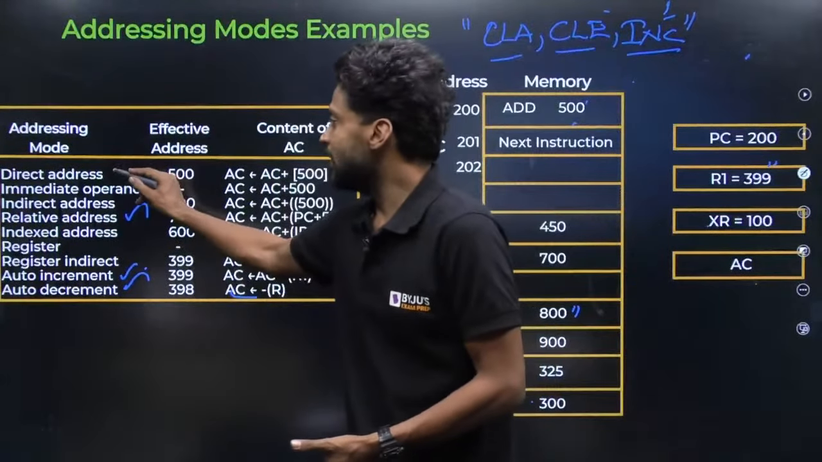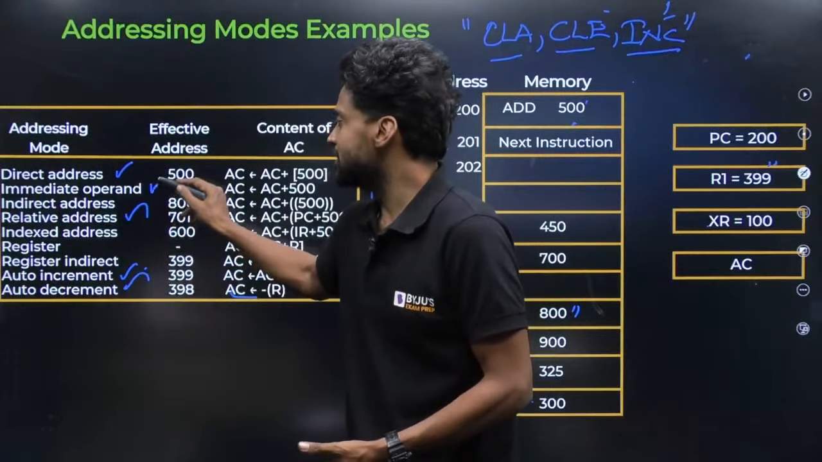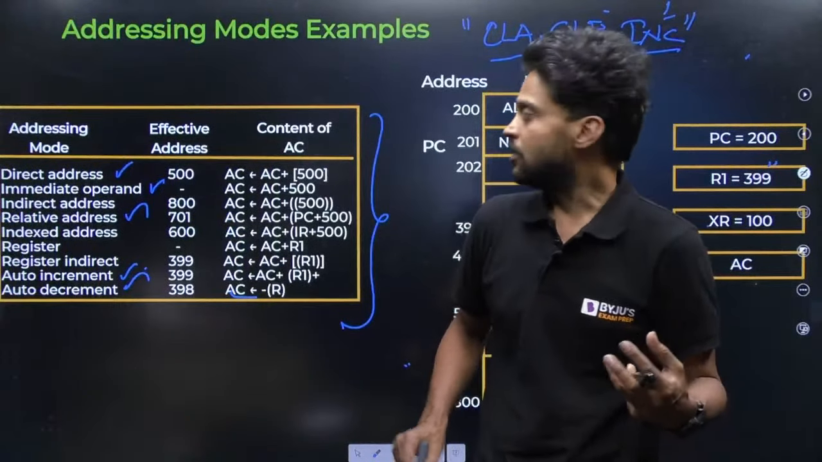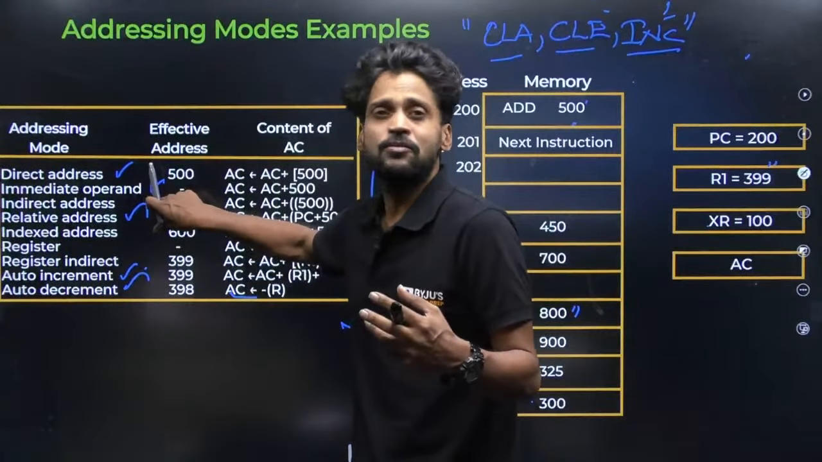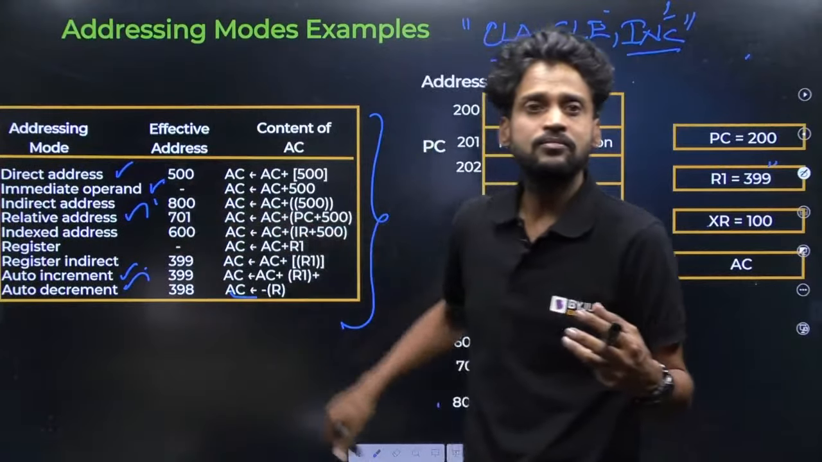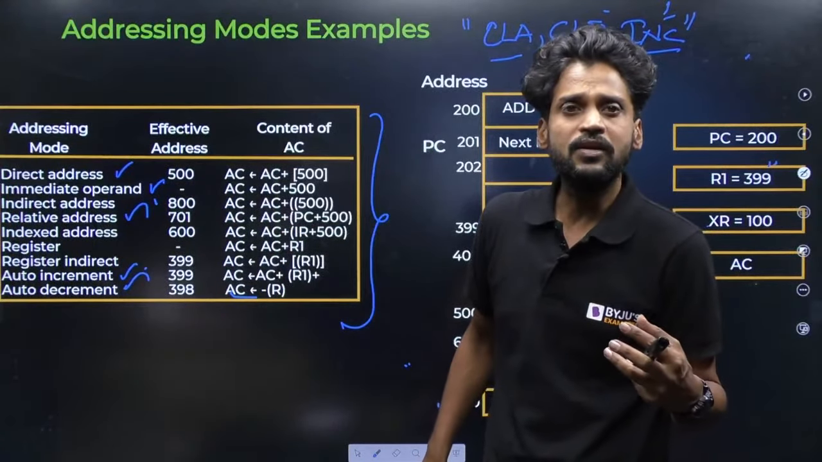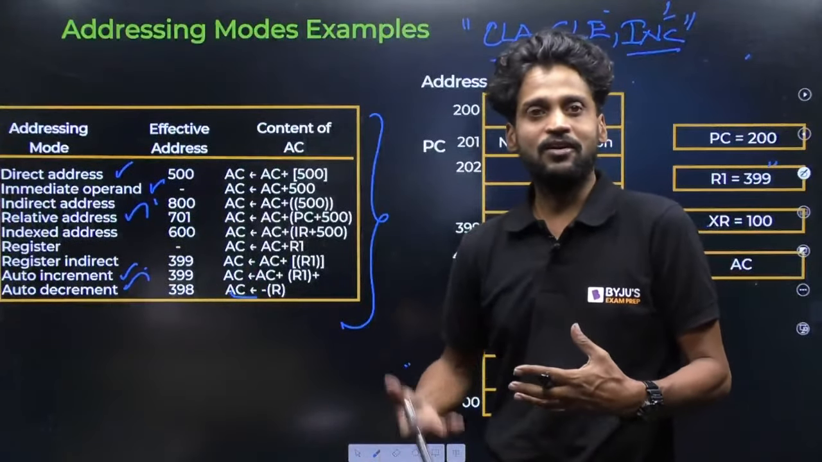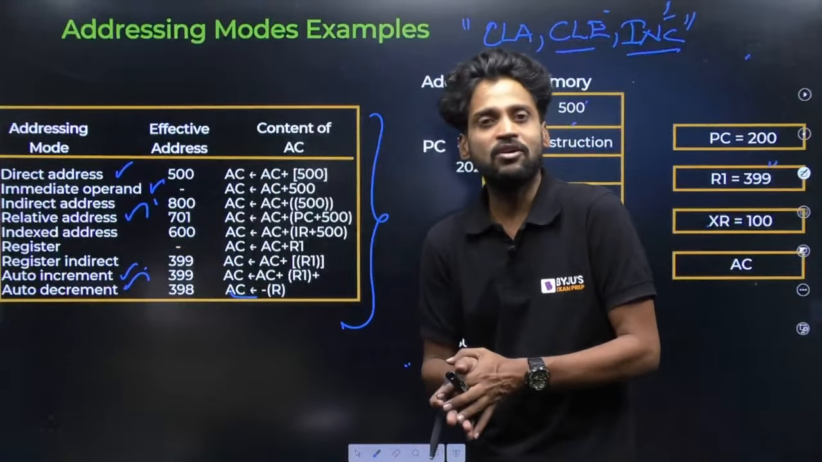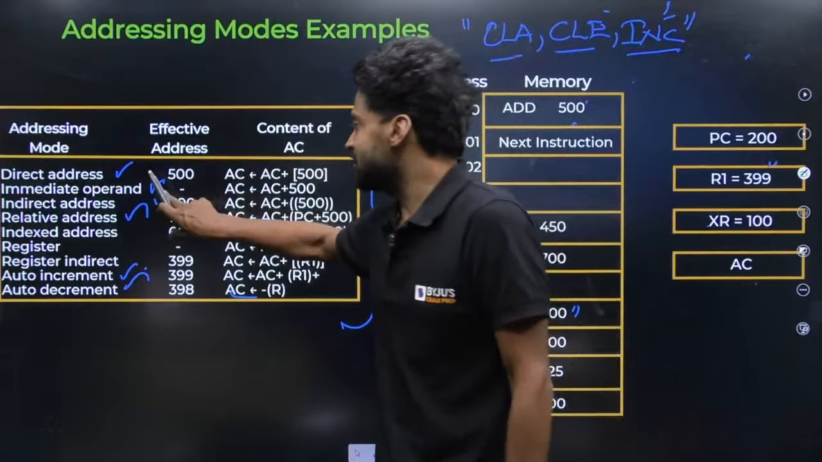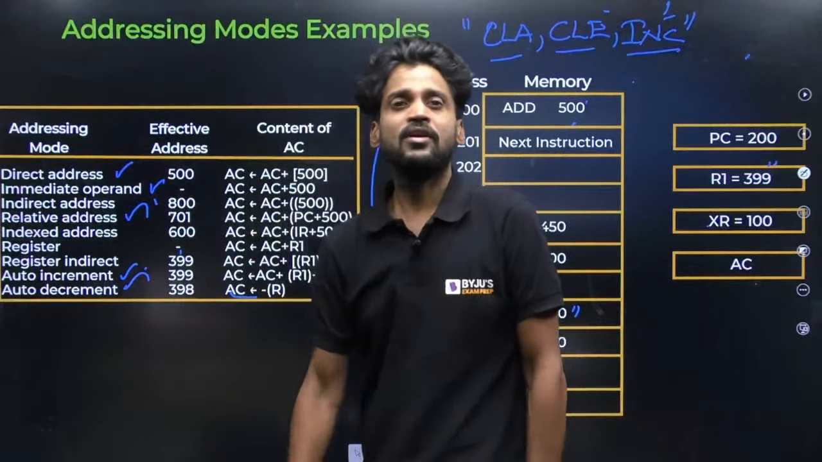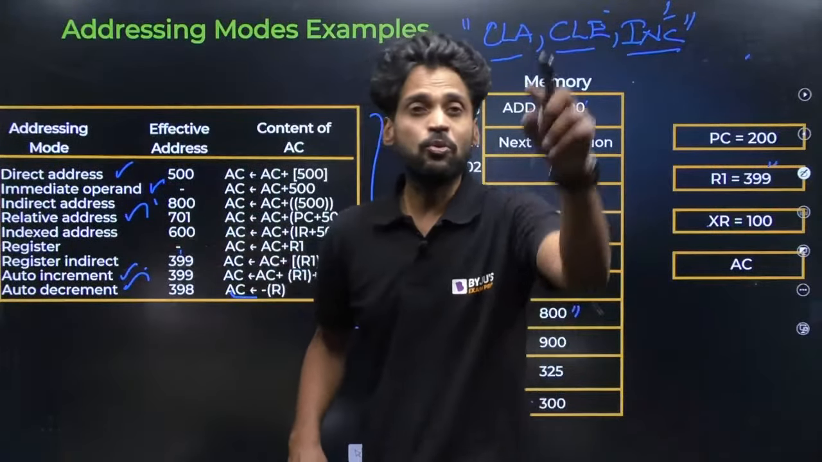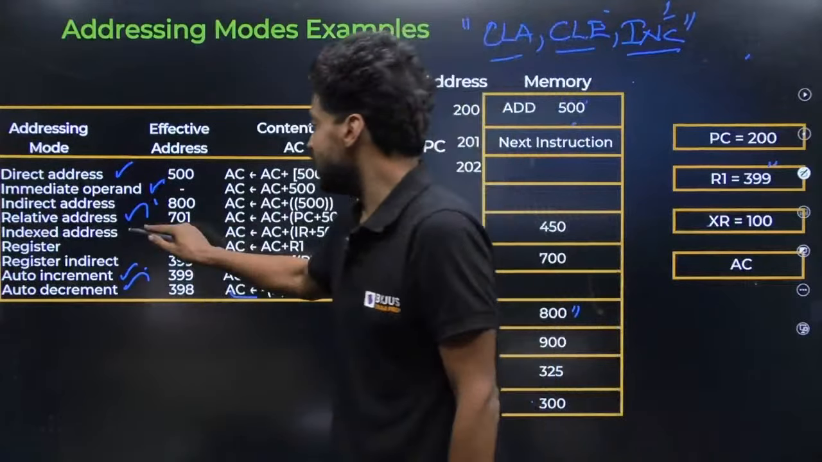Of course, once again, direct addressing mode is for variables. Immediate addressing mode is for, just a minute. What is immediate addressing mode? I know that by the end of the session, every doubt of yours will get cleared. Immediate addressing mode is for constants. Indirect addressing mode is for pointers. Relative addressing mode is for program relocation, and indexed addressing mode.